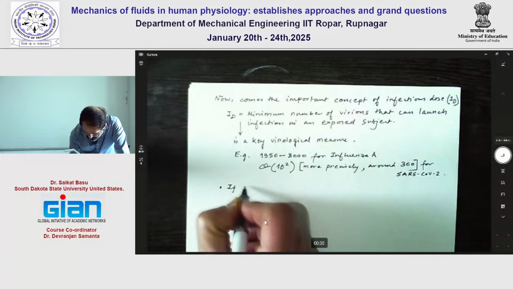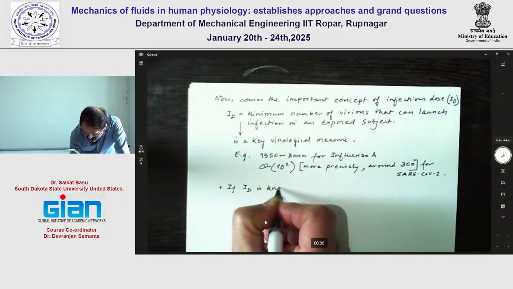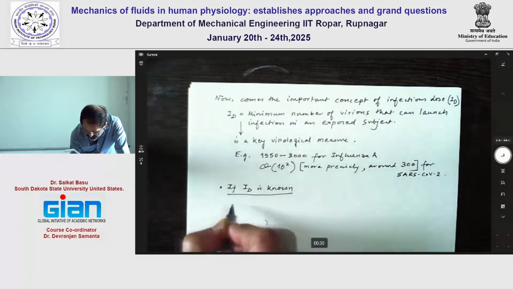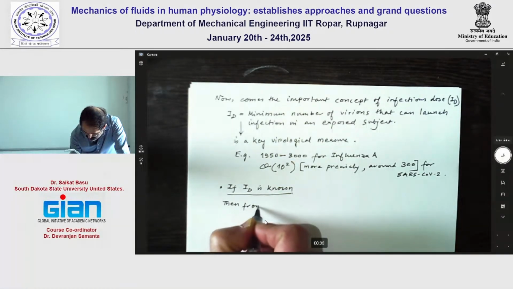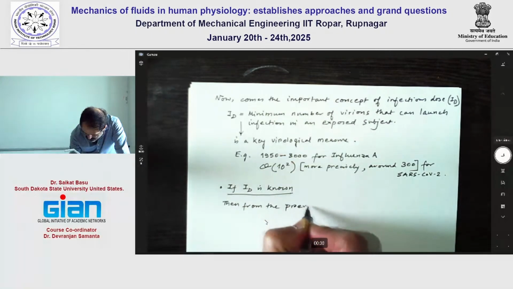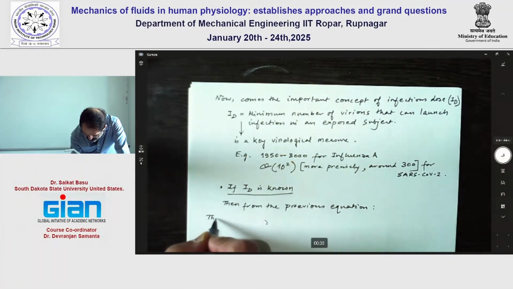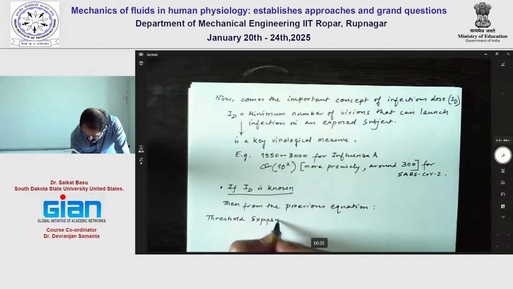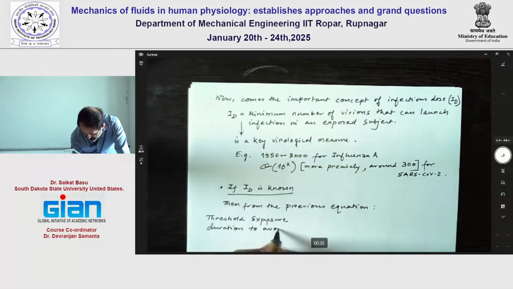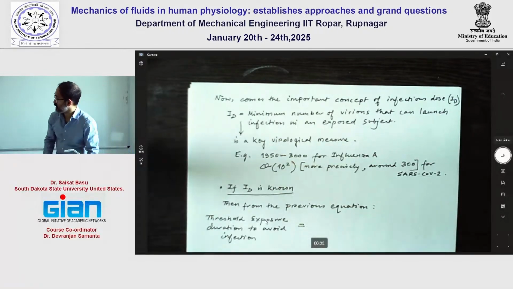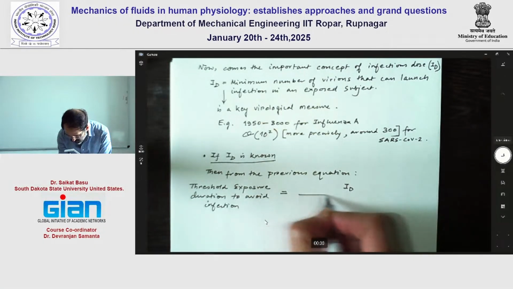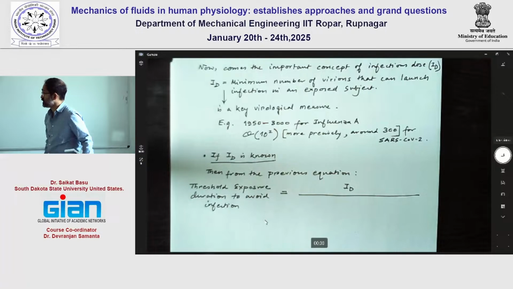So if ID is known, then from the previous equation, the threshold exposure duration to avoid infection would be ID divided by that NVI that we had derived in the previous step.